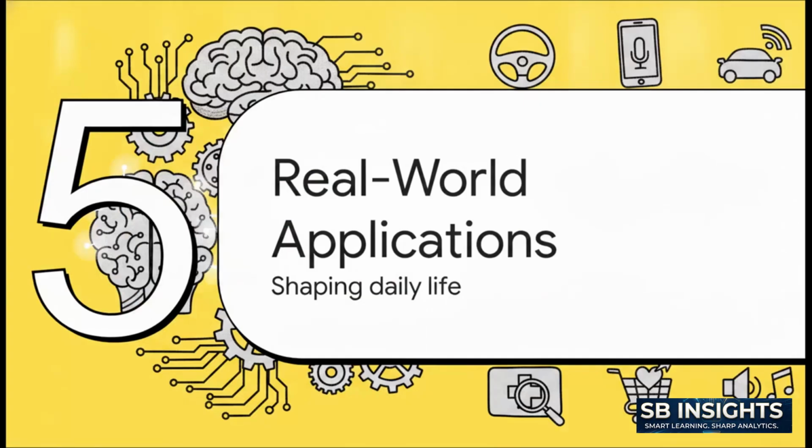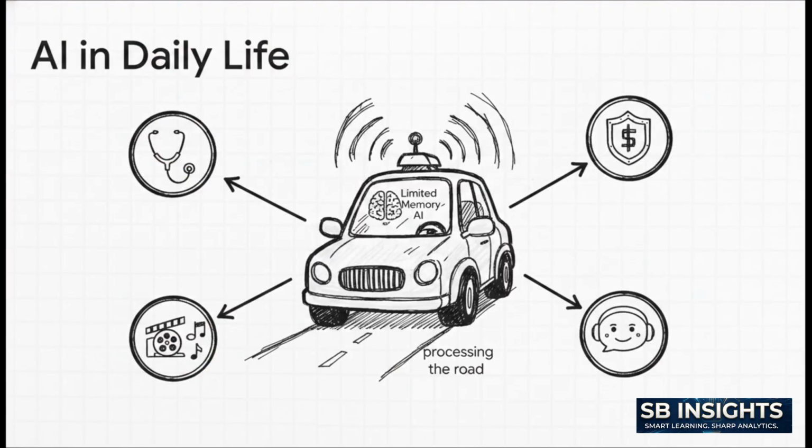Let's look at Section 5, Real-World Applications. How AI is shaping our daily lives. AI's influence is just vast right now. In healthcare, it's out there predicting disease and personalizing treatments. In finance, it's managing massive risk portfolios and identifying fraud. In customer service, it's powering 24/7 personalized chatbots. And in entertainment, it's the invisible hand deciding what music or movies you might want to check out next.